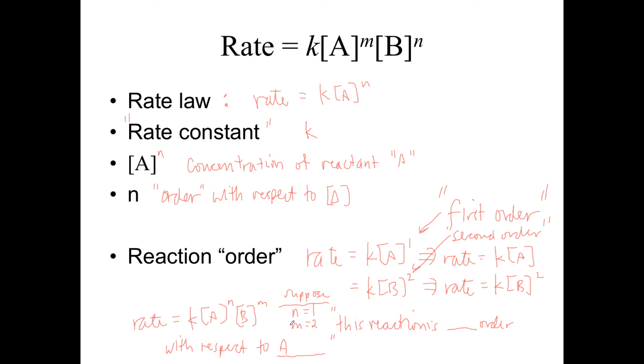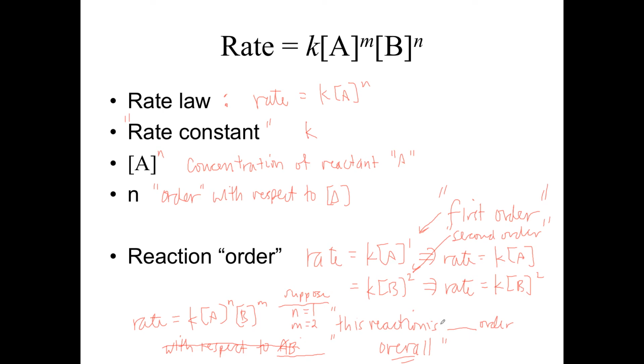What about B? If I said instead B, I would say this reaction is blank order with respect to B. What would you say? It's second order with respect to B. Can you see that? Because if M is 2, 2 goes here, we would say it's second order with respect to B. Now what if I said, not with respect to anything, but this reaction is blank order, watch this now, overall. Overall, what can I mean by that? What order is it overall?